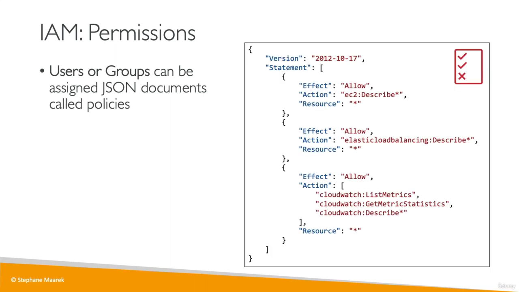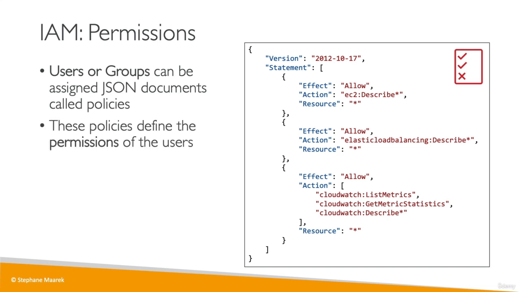So you don't have to be a programmer. This is not programming. This is just describing in, I think, plain English, what a user is allowed to do or what a group and all the users within that group are allowed to do. So in this example, we can see that we allow people to use the EC2 service and do describe on it, to use the Elastic Load Balancing service and do describe on it, and to use CloudWatch. Now we'll see what EC2, Elastic Load Balancing, and CloudWatch mean, but through this JSON document, we are allowing our users to use some services in AWS. So these policies will help us define permissions of our users.